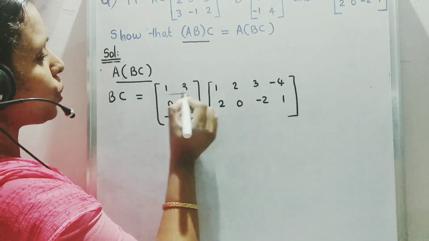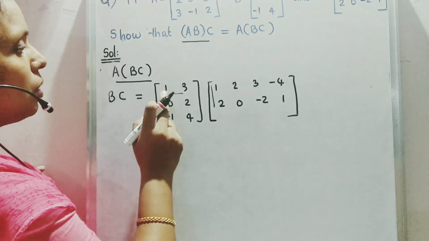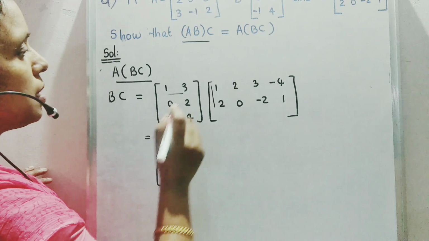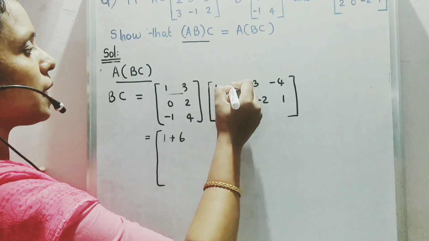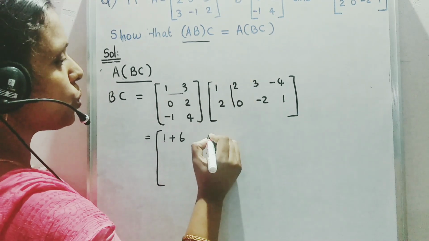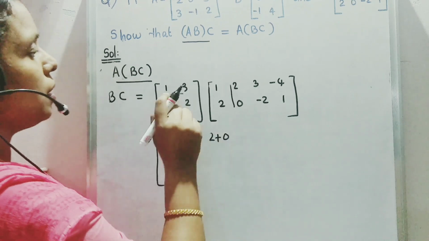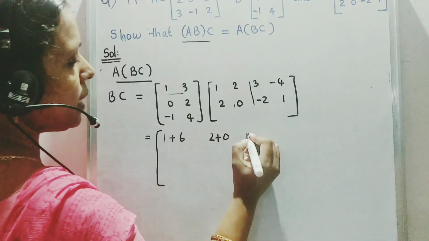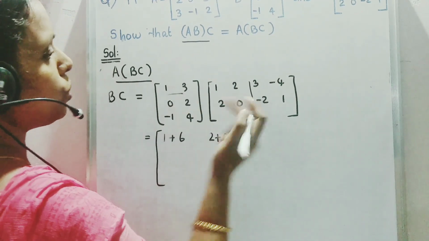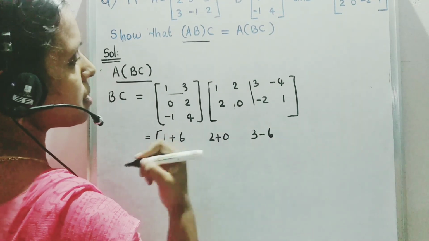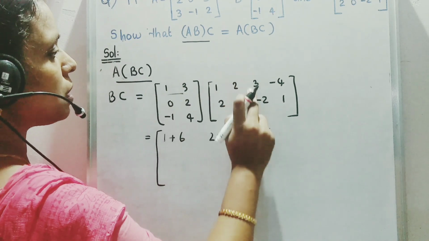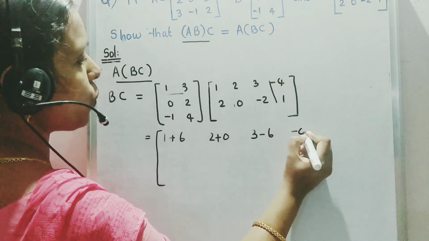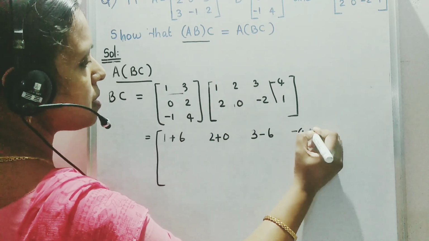Take first row with first column. We get 1 into 1, 1, plus 3 into 2, 6. Next we multiply first row with second column. That is 1 into 2, 2, plus 0. Next we multiply first row with third column. 1 into 3 is 3. 3 into minus 2 is minus 6. Next we multiply first row with last column. That is 1 into minus 4, minus 4. 3 into 1, plus 3.